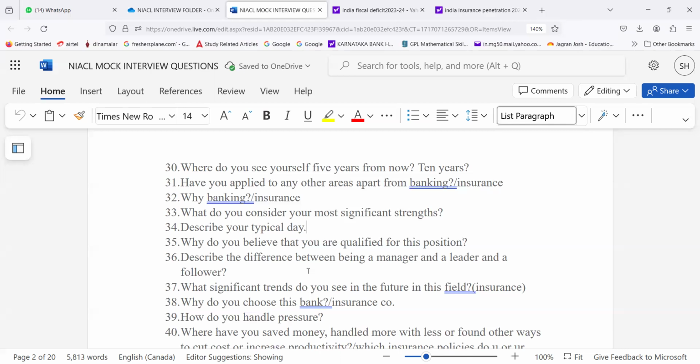Question 36. Describe the difference between being a manager and a leader and a follower. This is a very ticklish question. Shall we try to find out from ChatGPT what it says so that I can read that for you? I can give you some answer for this, but it won't be that effective.